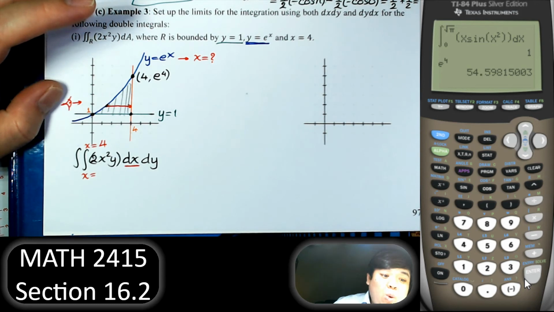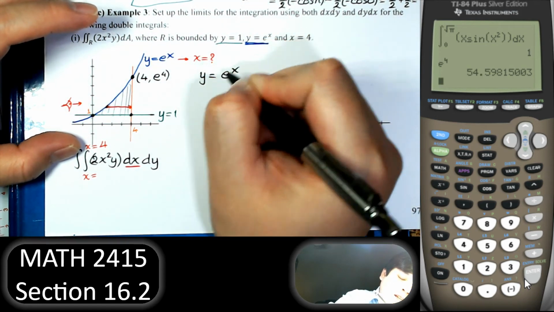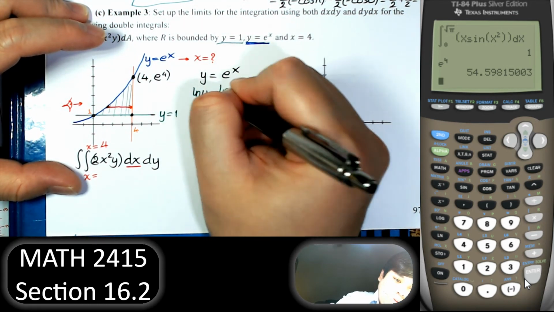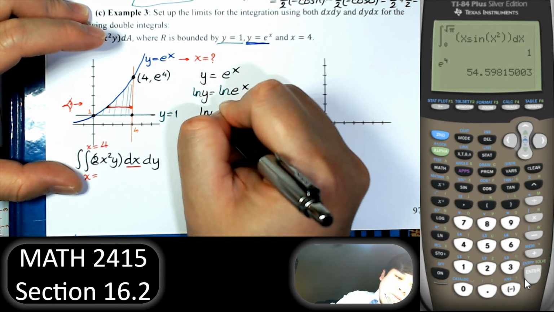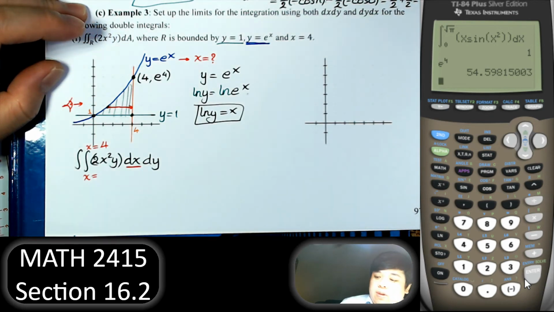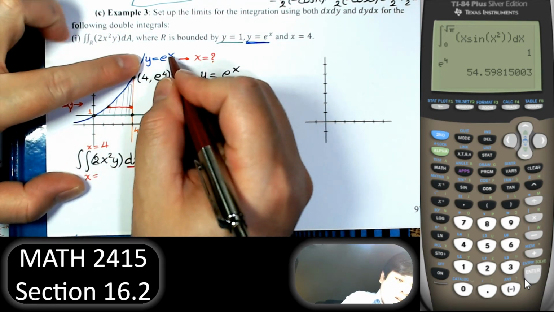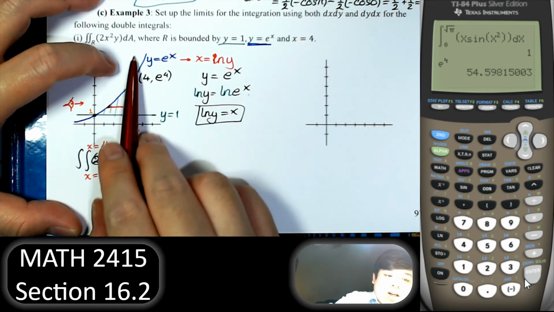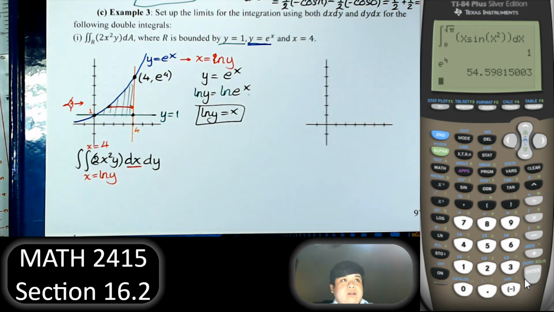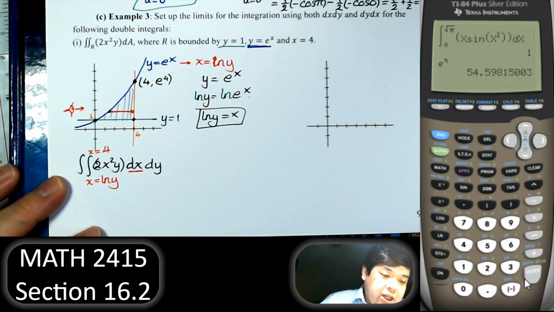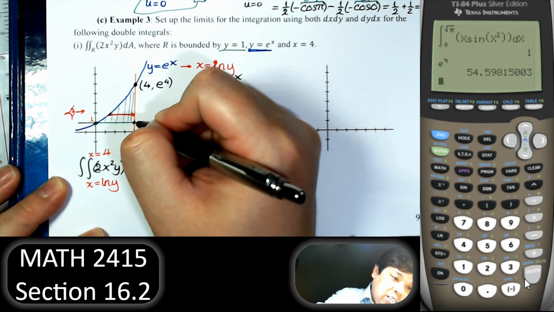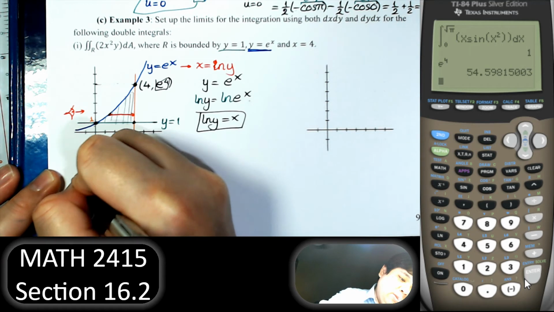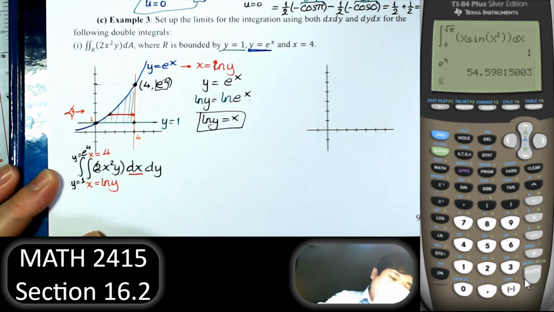So let's solve for that quickly. If we have y equal to e to the x, we can take ln on both sides. ln and e cancel out, so we have ln of y equal to x. So on the left, it is bounded by this function, x equal to ln of y. On the right, it is bounded by x equal to 4. So that's the limit for x. The limit for y, the y values will go from y equal to 1 all the way here, which is e to the 4th. So that will be the limit.